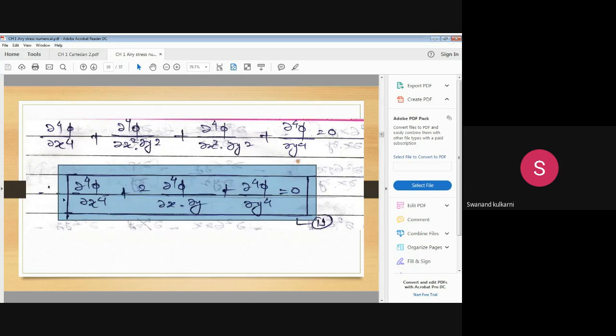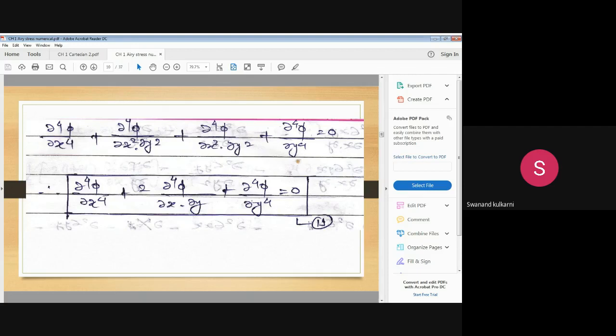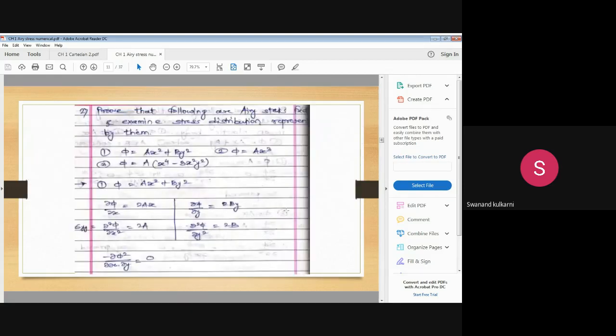is nothing but ∂⁴phi/∂x⁴ plus 2 times ∂⁴phi/∂x²∂y². So here also you make some small correction, that is ∂x² and ∂y², and here ∂⁴phi/∂y⁴ is equal to 0. Is it okay? So here this particular concept of Airy stress function and the del operator that we have understood now.